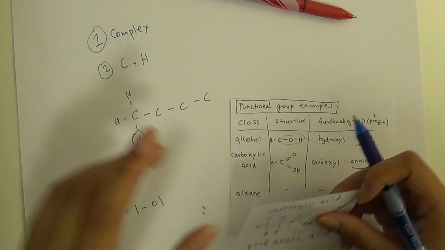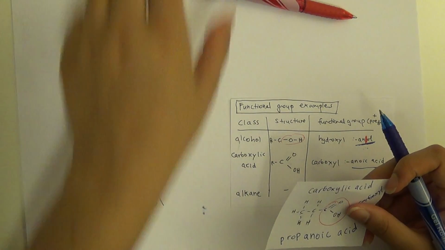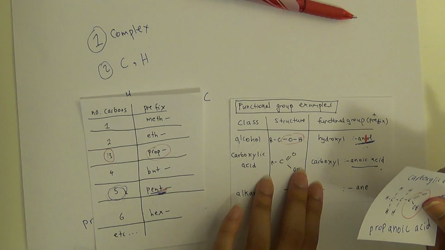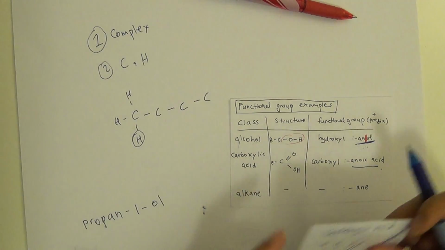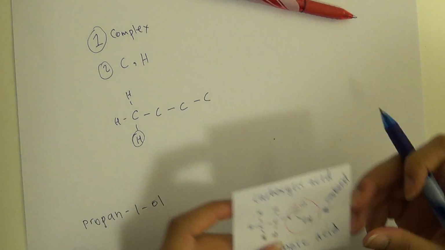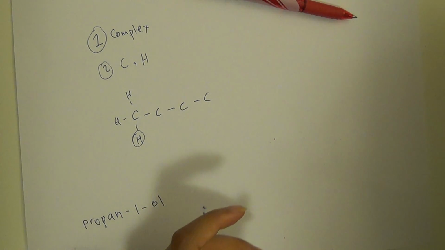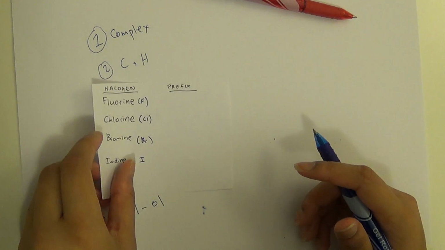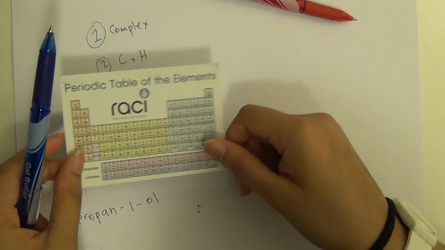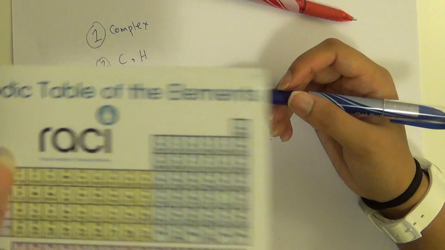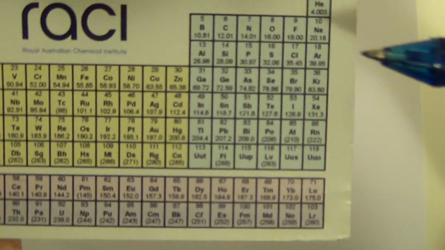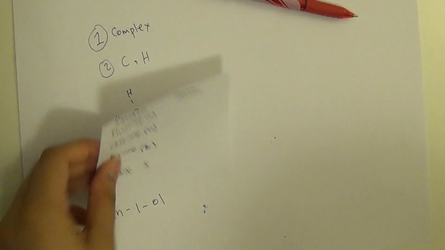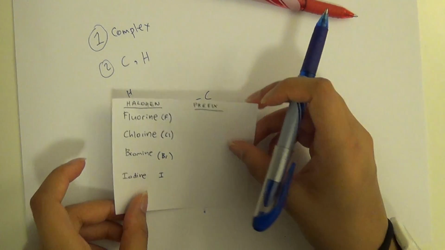So that's how you figure out the prefix from the amount of carbons, and the suffix, which is from the functional group. And then there's one more thing that we need to do to finish naming the organic compound. And that is adding the side groups. So with side groups, when you look at the periodic table, you'll see these halogens here. You probably can't really see, but you have fluorine, chlorine, bromine, and iodine. And these ones can be side groups.